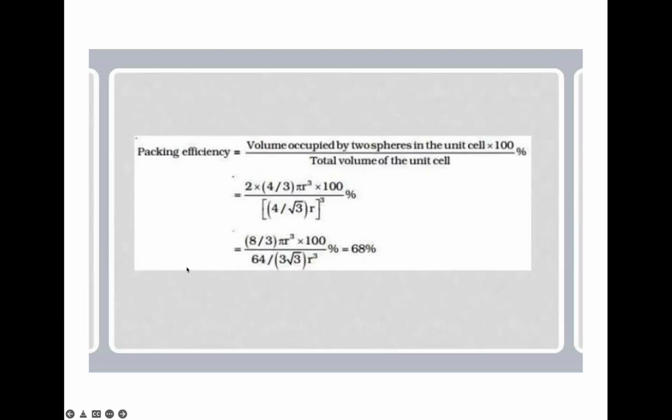pi r cube. So, packing efficiency will be equal to the volume occupied by 2 spheres divided by the total volume into 100. So, 2 into 4 by 3 pi r cube, just substitute, divided by the total volume you got as 4 by root 3 r the whole cube into 100, just calculate it. 4 2s are 8 by 3 pi r cube divided by 4 cube is 64, root 3 cube is 3 root 3 r cube percent, that is equal to 68%. Memorize this value because you won't get much time for calculation in your exam hall.